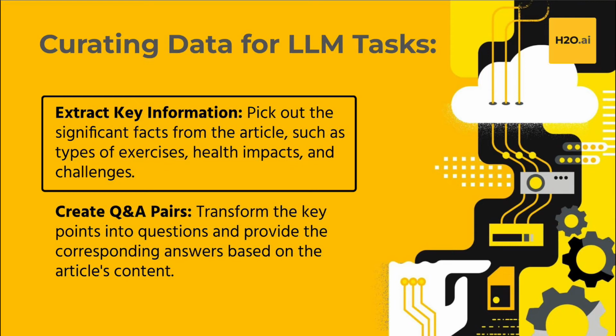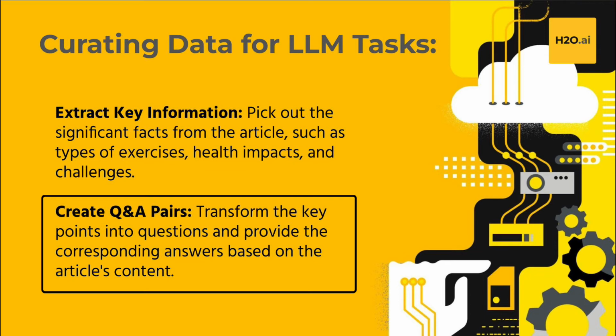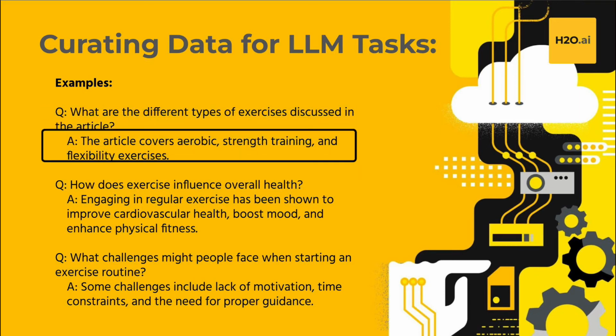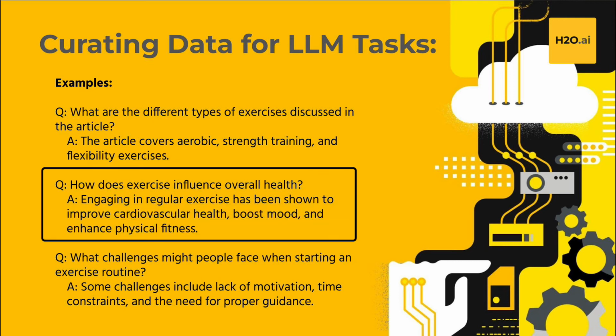Extract key information. Pick out the significant facts from the article, such as types of exercises, health impacts, and challenges. Create Q&A pairs. Transform the key points into questions and provide the corresponding answers based on the article's content. For example, question: what are the different types of exercises discussed in the article? Answer: the article covers aerobic, strength training, and flexibility exercises. Question: how does exercise influence overall health? Answer: engaging in regular exercise has been shown to improve cardiovascular health, boost mood, and enhance physical fitness.